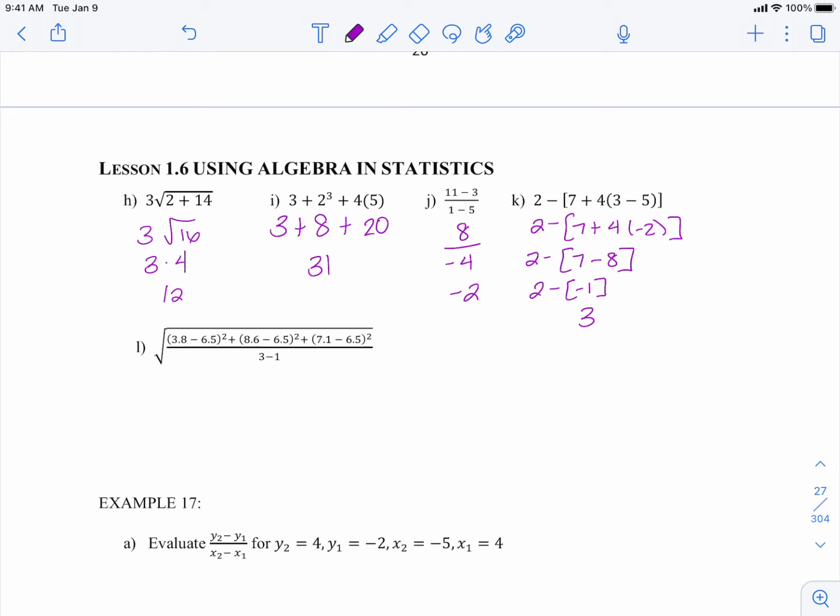This next one, we're going to do each parentheses and then the exponent together. So 3.8 minus 6.5 squared, that gives me 7.29, plus 8.6 minus 6.5 squared is going to give us 4.41. 7.1 minus 6.5 squared is going to give us 0.36. Divided by 3 minus 1 is 2. If I add each of these up, that's going to give me the square root of 12.06 divided by 2, which is the square root of 6.03, which is 2.46.